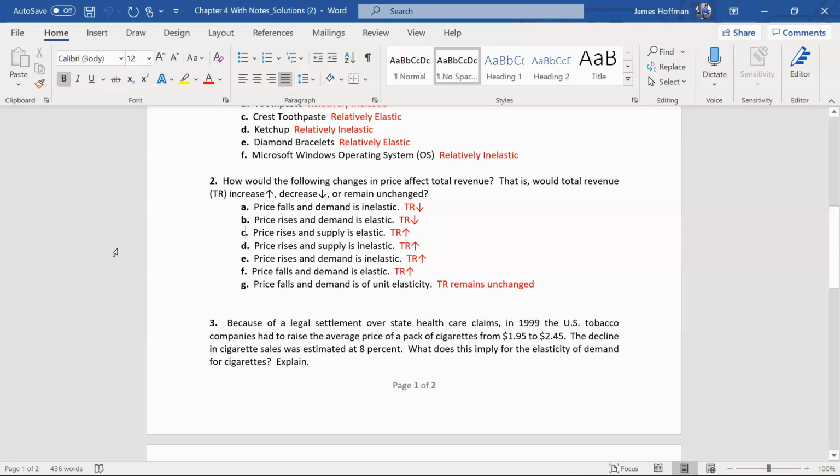Okay, C, price rises and supply is elastic. The next two are kind of a trick, but if price goes up, it doesn't matter what the elasticity of the supply curve is. If the price goes up, revenue for the firm goes up, no matter what. So price goes up, supply is whatever, revenue goes up. And if price rises and supply is inelastic, that doesn't matter either. They still got a higher price, so total revenue goes up.